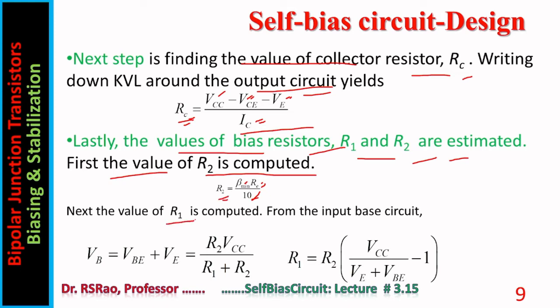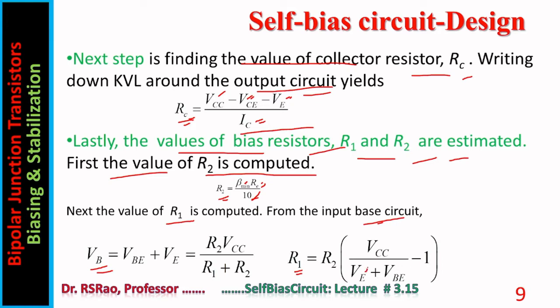Next, the value of R1 is computed. From the input base circuit, one can say VB is equal to VBE plus VE. It is R2 VCC by R1 plus R2. So from this, R1 can be found as R2 multiplied by (VCC by (VE plus VBE) minus 1).